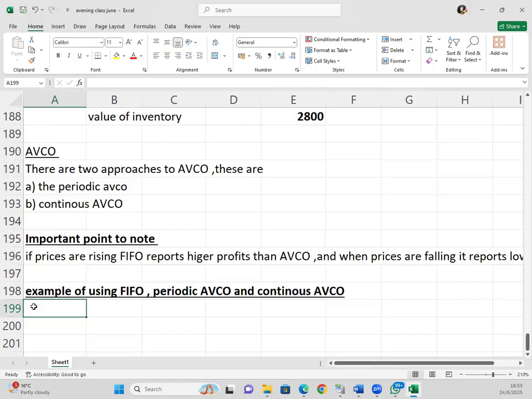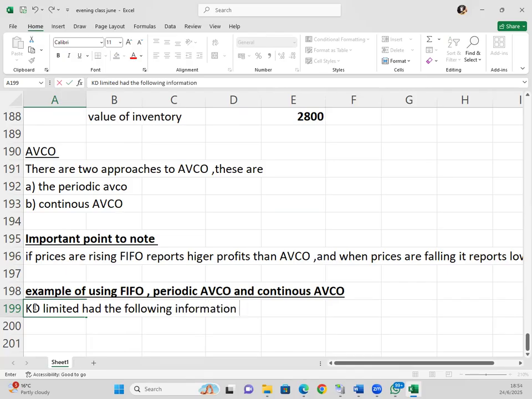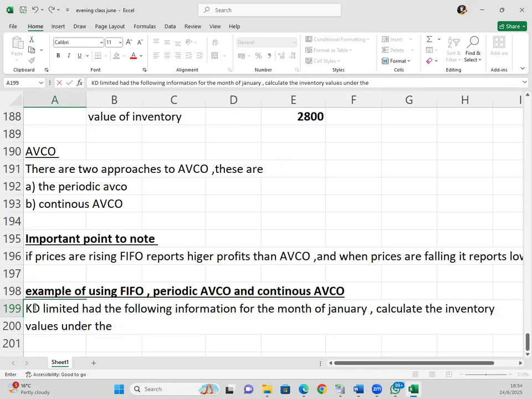So we are told that KD Limited had the following information for the month of January. Calculate the inventory values under the above methods.